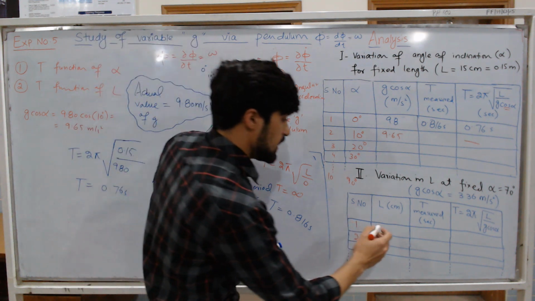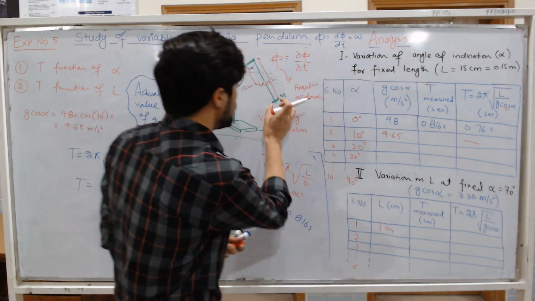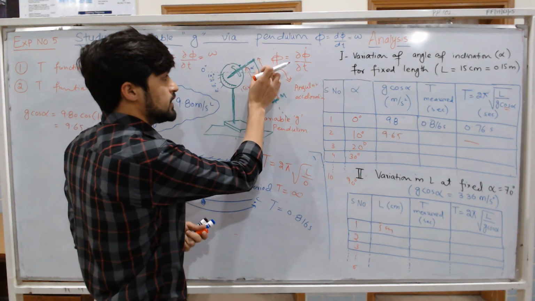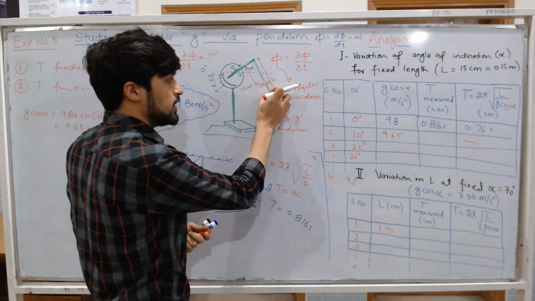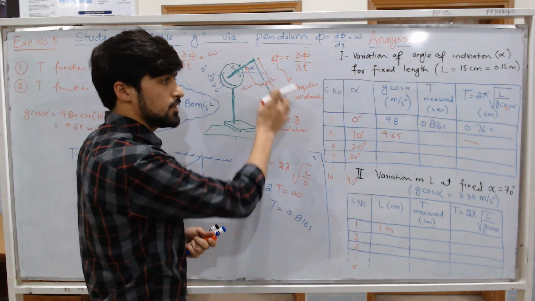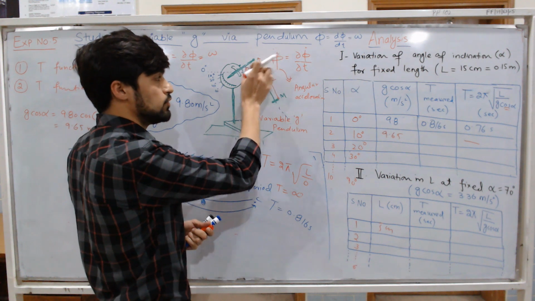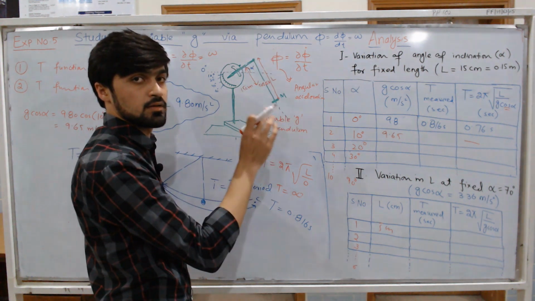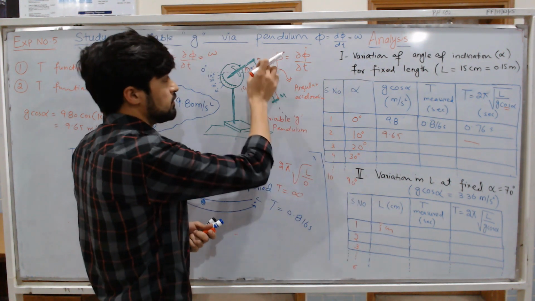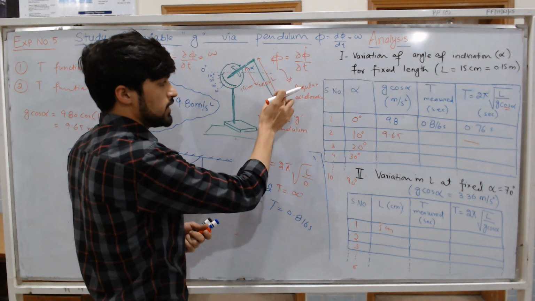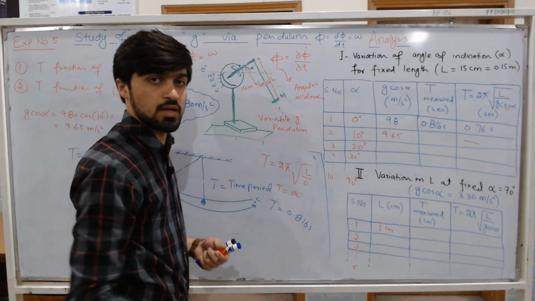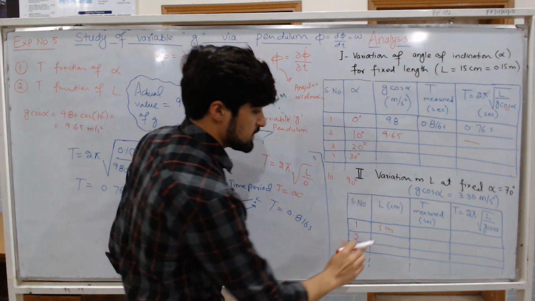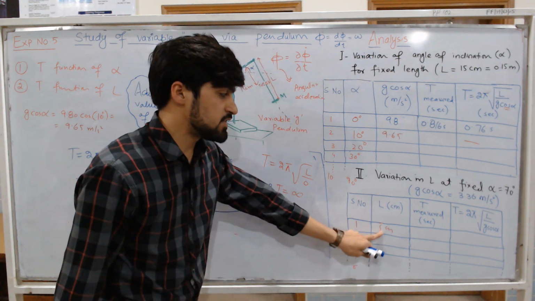So initially, if the length is 5 centimeter, your mass will be here. Then it will be at 10, then 15, 20, 25, 30. Let's say the maximum length of the pendulum is 30. So you will be having 6 rows: 5, 10, 15, 20, 25, 30. So we are having 6. This is for the first case, it will be 5 centimeter.